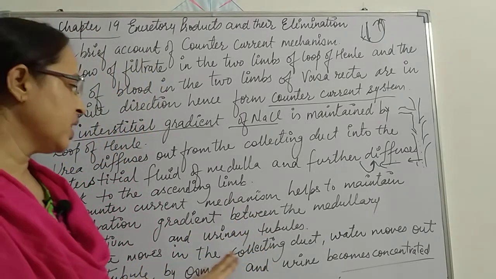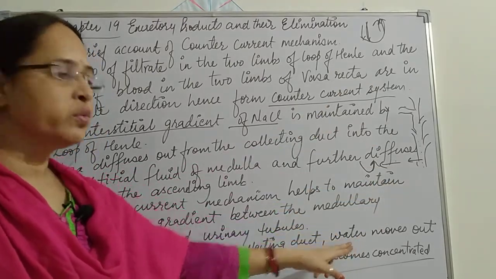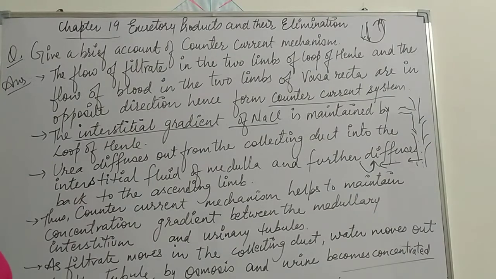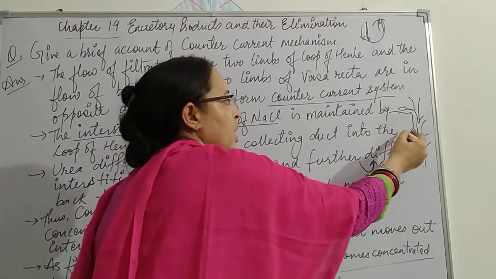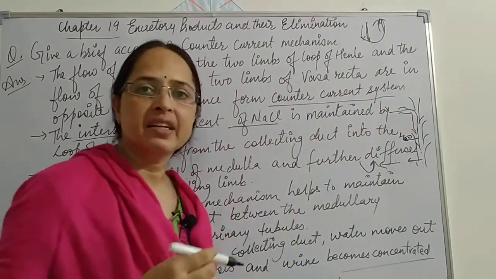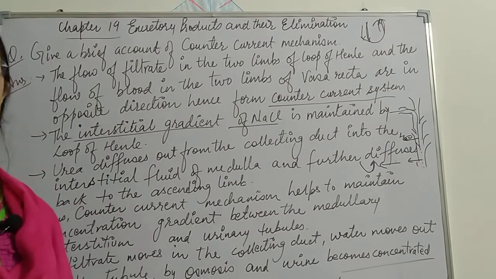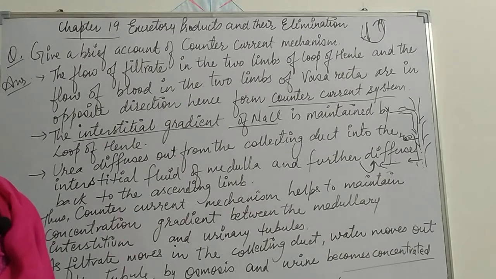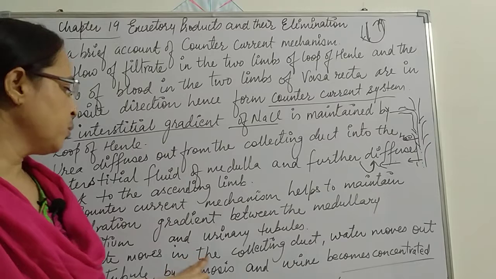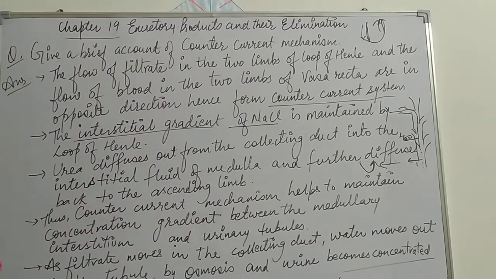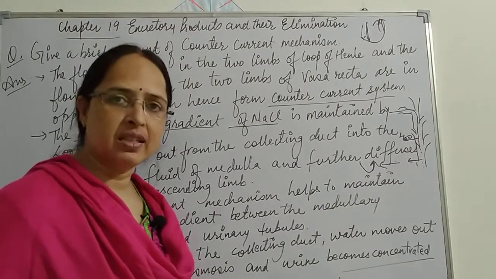As filtrate moves in the collecting duct, means when the filtrate enters into the collecting duct, water moves out of the tubule. Filtrate is entering into the collecting duct and water comes out from the collecting duct. And when water comes out from the collecting duct, that means the filtrate has become concentrated, and now we say that the urine has become concentrated. So here you can see that as filtrate moves in the collecting duct, water moves out of the tubule by osmosis and urine becomes concentrated.